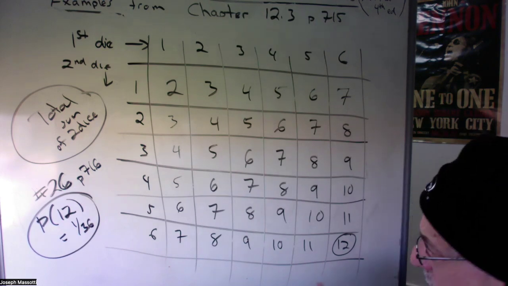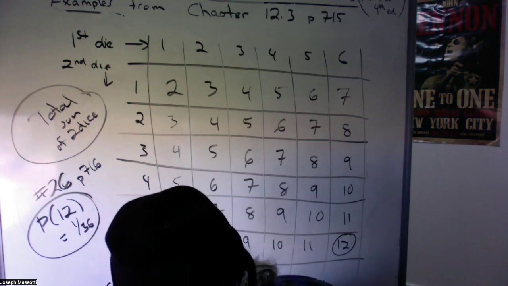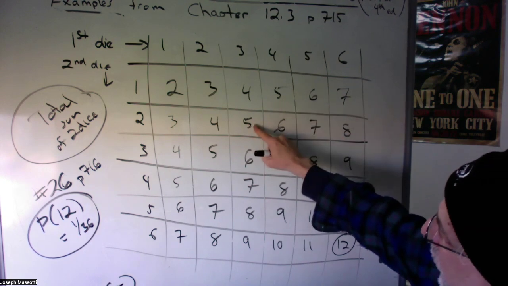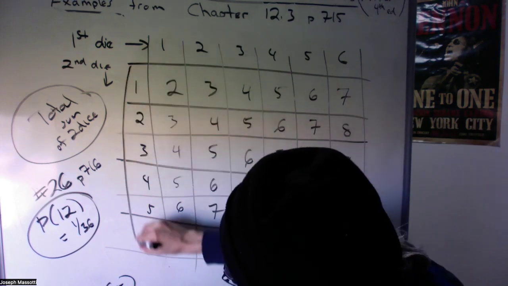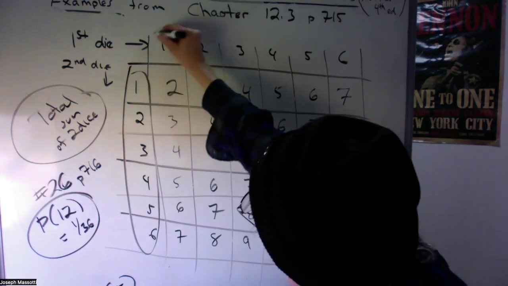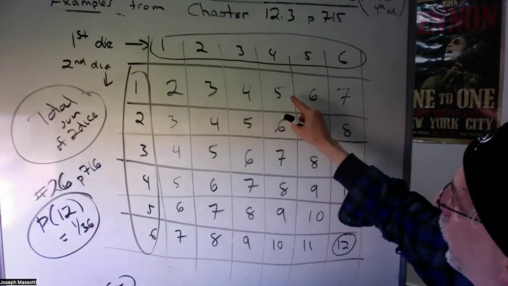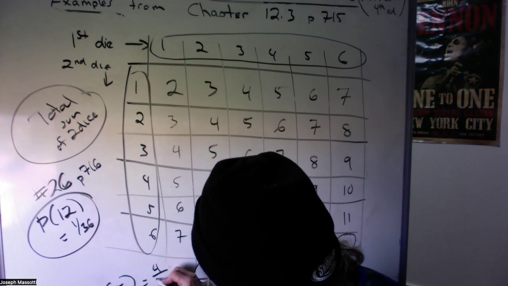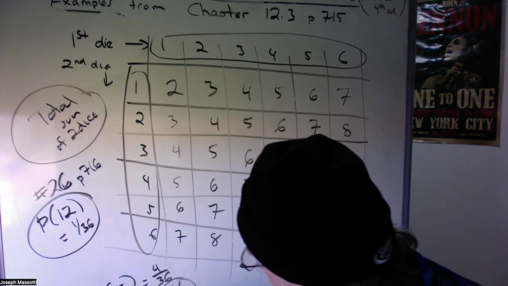If we wanted the probability of a 5, well, probability of 5 looks like 1, 2, 3, 4. These are the dice itself. These aren't outcomes, right? So we're just looking at the body of the table, 1, 2, 3, 4. So the probability of a 5 is going to be 4 out of 36, or 1 out of 9.